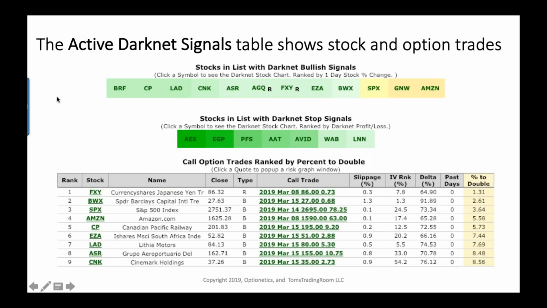Now, when I go into Darknet, again, all this is based on these channel collisions that are happening. Today, we have channel collisions happening, and this is an example. We're looking at all the Darknet stocks that came up toward the end of the day. You can see stuff in here like Canadian Pacific. There's Amazon. Amazon was on the trade today. FXY, which is the Japanese yen.